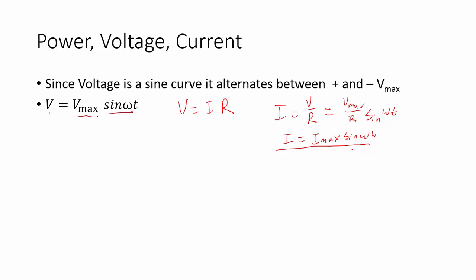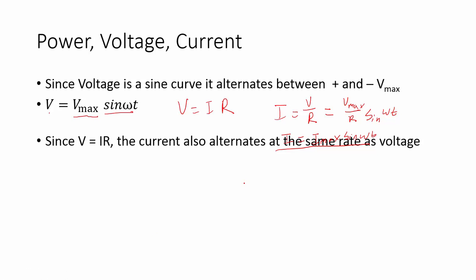And if we were to look at that, we would see that it also is alternating at the same rate as the voltage. I should rewrite that where we can actually read it. So I equals I max, or peak current, times sine omega t. Now, the voltage is alternating plus and minus, the current is alternating plus and minus. However, power is given by I squared R, right? If P equals VI, but V equals IR, then we can replace V with IR and we get P equals I squared R.